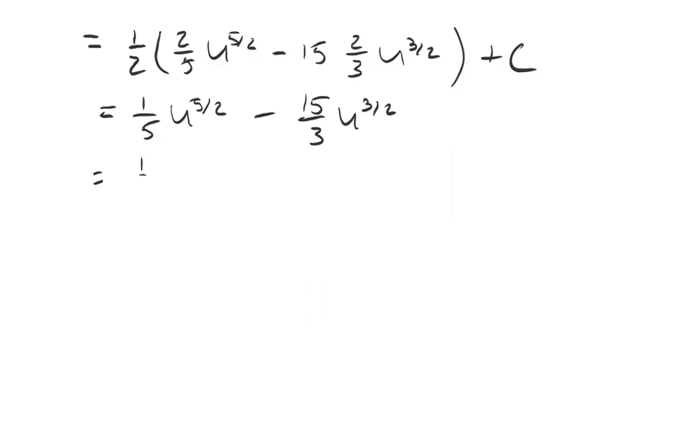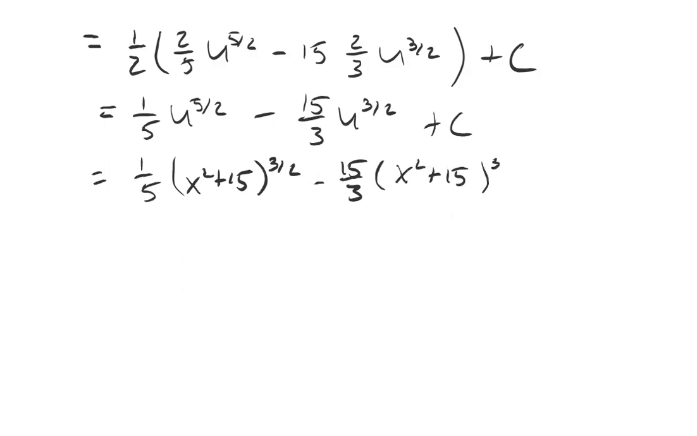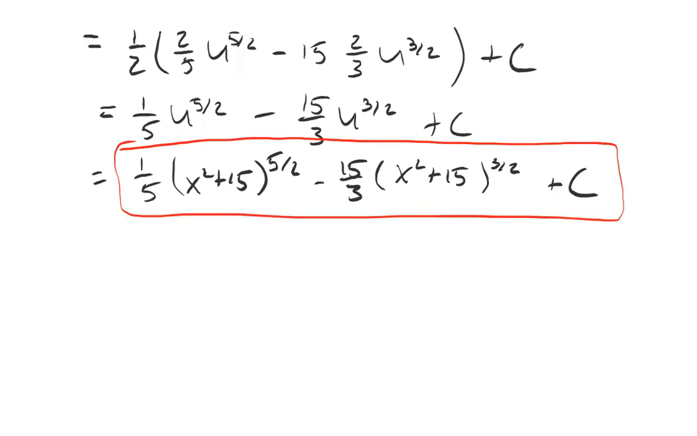And then we need to plug back plus c. Then we need to plug back in for u. U was, I think, x squared plus 15, but let me double check. Yeah, u was x squared plus 15. Okay, and that takes care of that. Besides the fact that, sorry, that shouldn't be 3/2 on the first one. That should be 5/2 on the first one. So this will be our final answer here. And so that takes care of everything there.